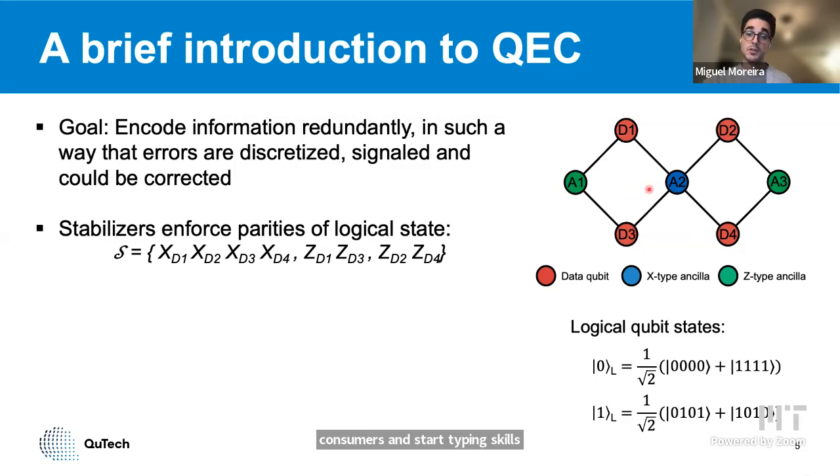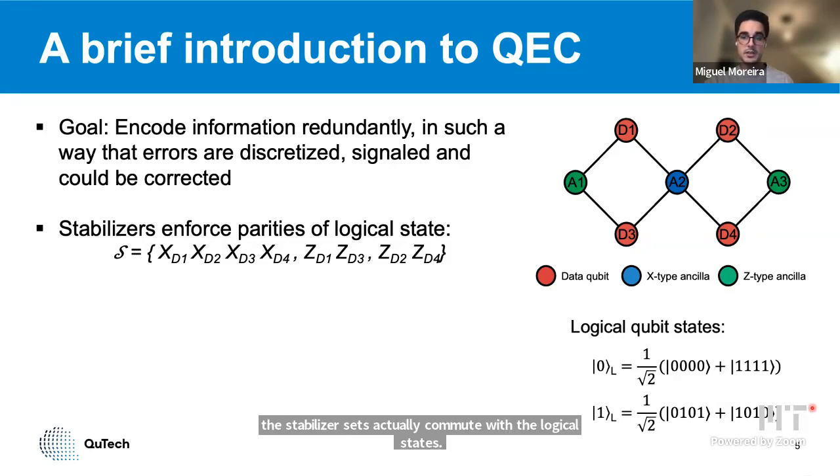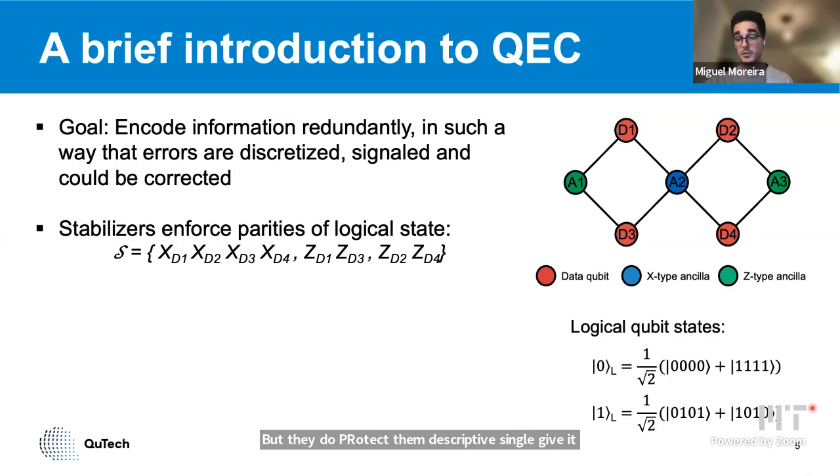And although these do not disturb the logical state of the qubit, you can see that by showing how the stabilizer sets actually commute with the logical states. But they do project and discretize single qubit errors that happen. Furthermore, since stabilizers anti-commute with errors, they're able to signal these to the user, allowing for their potential correction.